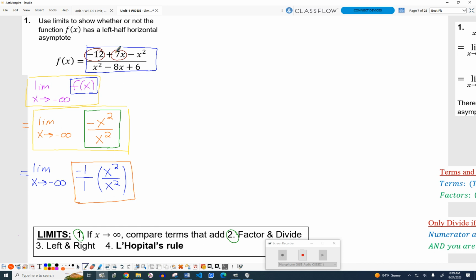So blue is different than green, but green is the same as orange. So blue's different from green just because of the other factors, the other terms. Exactly. You can't ignore the other terms if x is like 5. But when x becomes negative a trillion, they don't really make much difference.